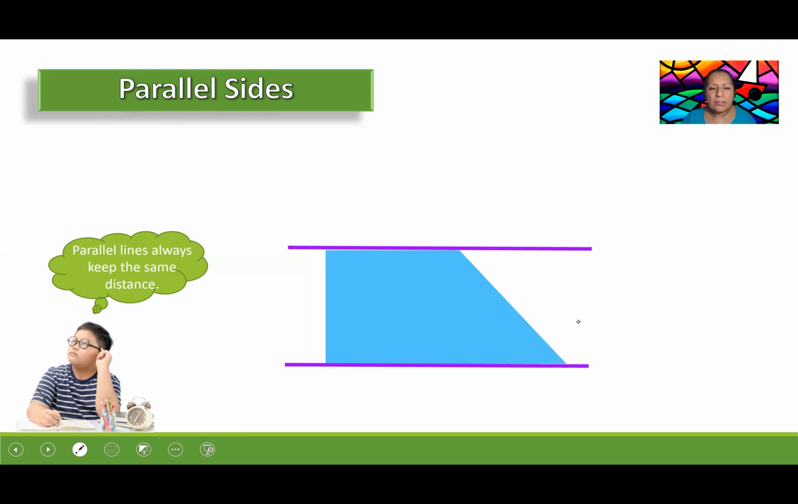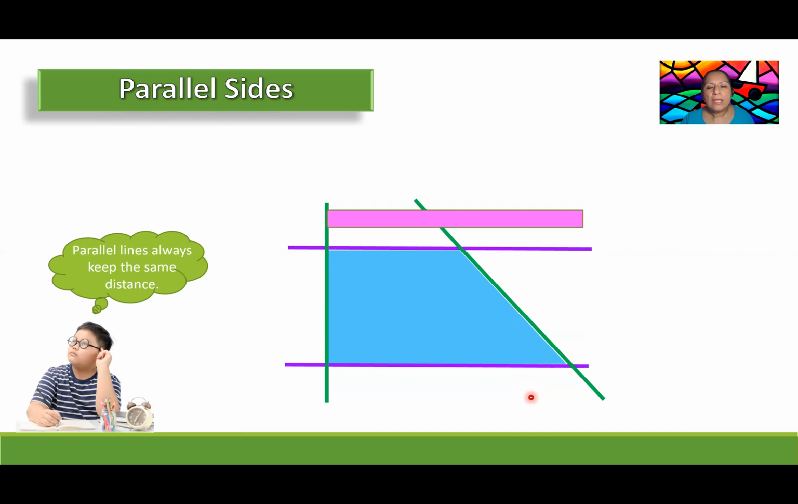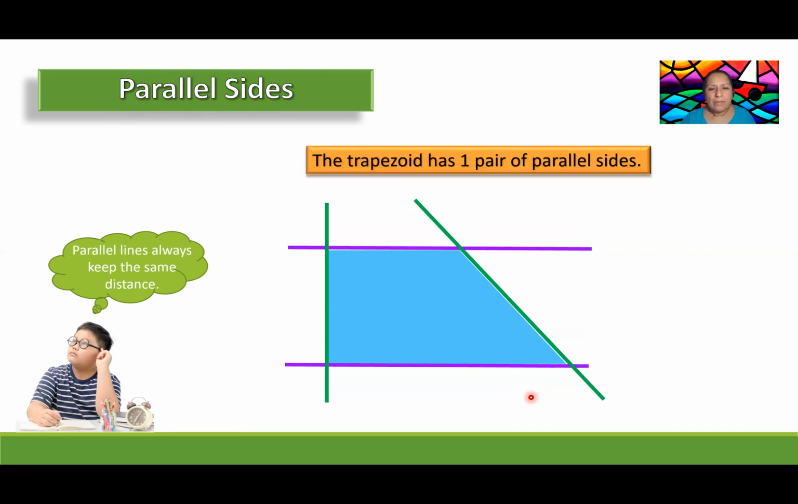Now let's look at the other 2 sides. The other 2 sides that are opposite are not parallel. I can tell that because I notice that here they're getting closer and in the other side they're getting farther apart. If I put a little strip, I can notice how those two lines are not parallel. So this trapezoid has only one pair of parallel sides, which are the purple lines.